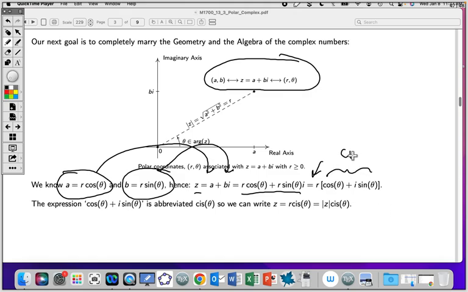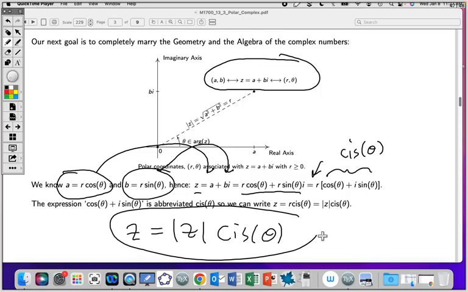sum, which is abbreviated cis. So cis theta is cosine theta plus i sine theta. And if I remember r is the modulus, I get z equals the modulus of z times cis theta, where theta is any angle in the argument of z. And this is how we're going to describe the polar form of a complex number. It's your radius, how far out you go, times this cis theta, which tells you the rotation.